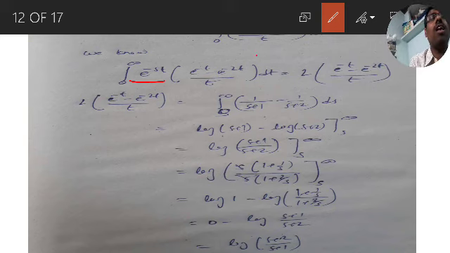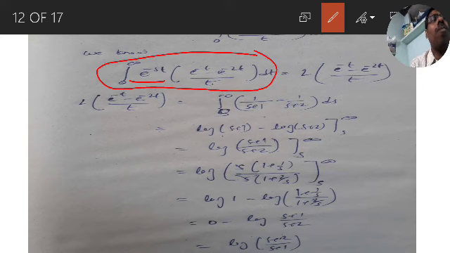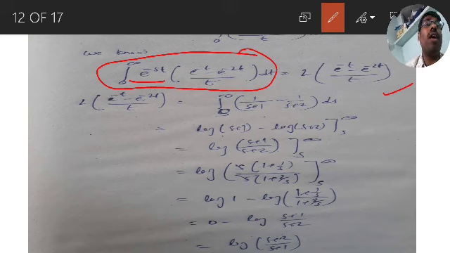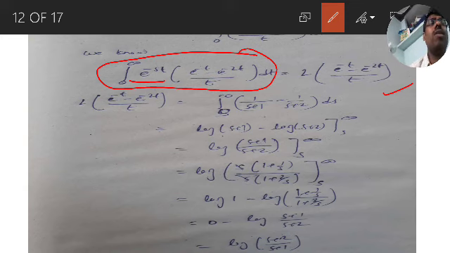So what is this integral? By the definition of Laplace transform, this is L of e power of minus t minus e power of minus 2t by t. Previous problem was multiplication by t, now division by t. In multiplication we did differentiation, now in division we do integration from s to infinity. L of e power of minus at is 1 by s plus a, therefore e power of minus t gives 1 by s plus 1 and e power of minus 2t gives 1 by s plus 2. Integration from s to infinity of 1 by s plus 1 minus 1 by s plus 2.